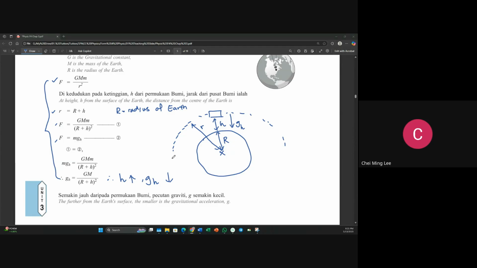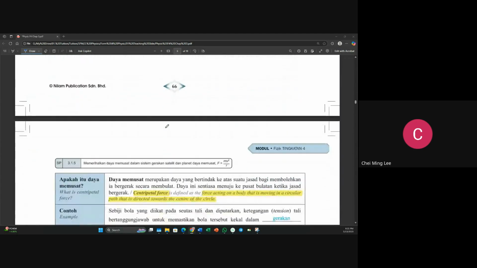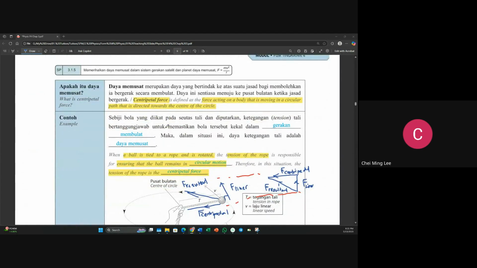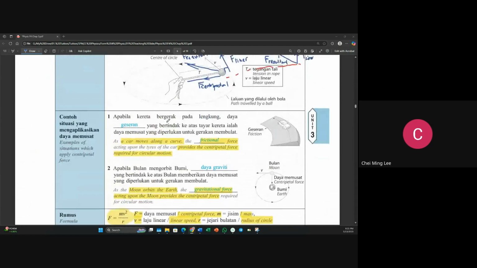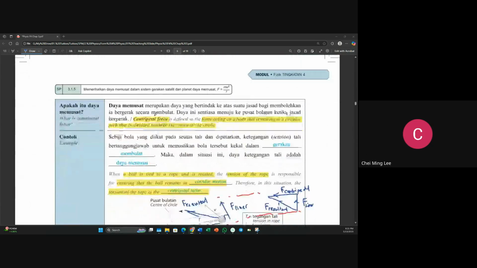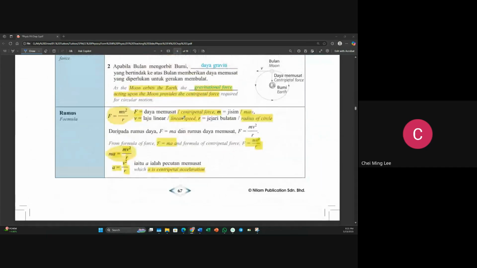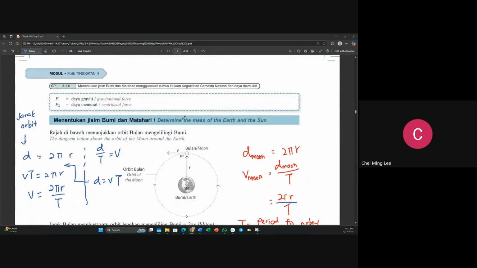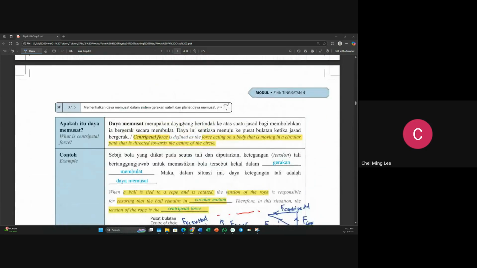All right, next, the activity. Okay, now wait, let me check. I think I will stop a bit early because for centrifugal force it will take pretty long. So I think I stop here for today.